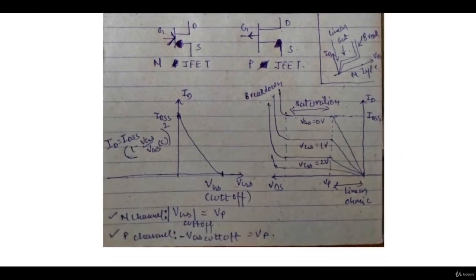Now here you can see the transfer characteristics and drain characteristics. This is the transfer characteristics, this is the drain characteristics of P channel JFET. You can see the maximum is IDSS, the maximum value of current, which happens when VGS is equal to 0. As you increase the value of VGS, the current decreases. At VGS equal to VGS cutoff, the current will be 0. So that is what we have seen.